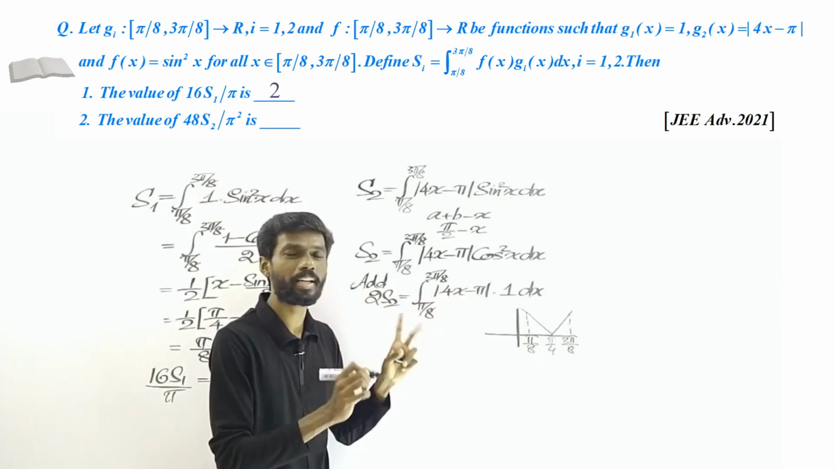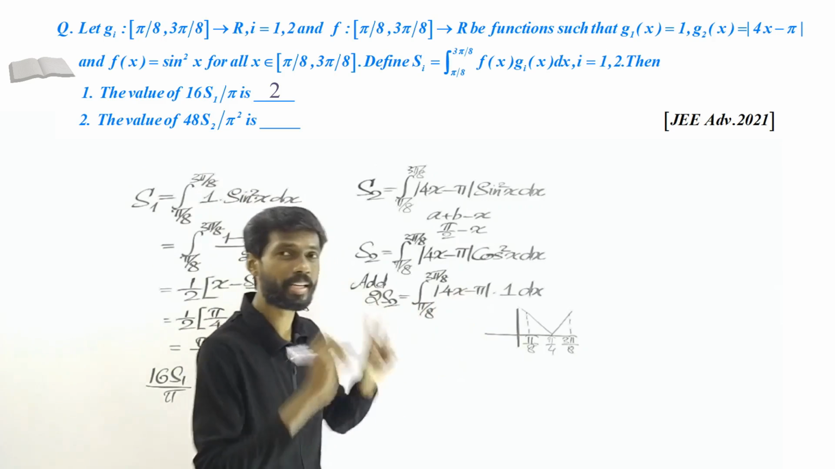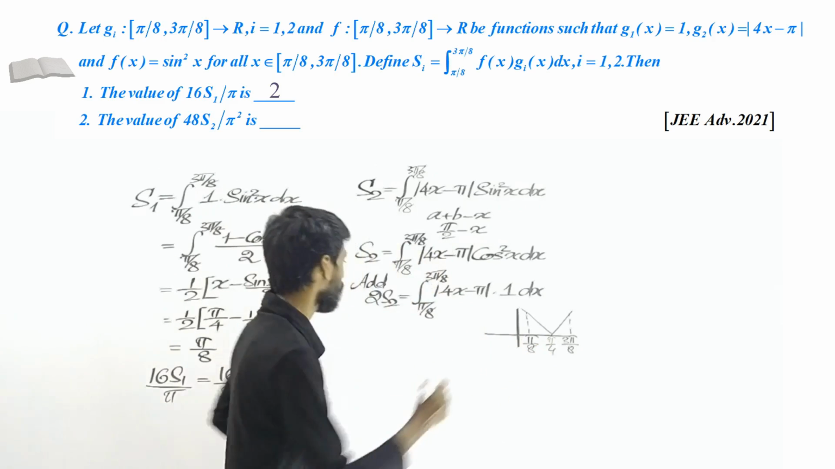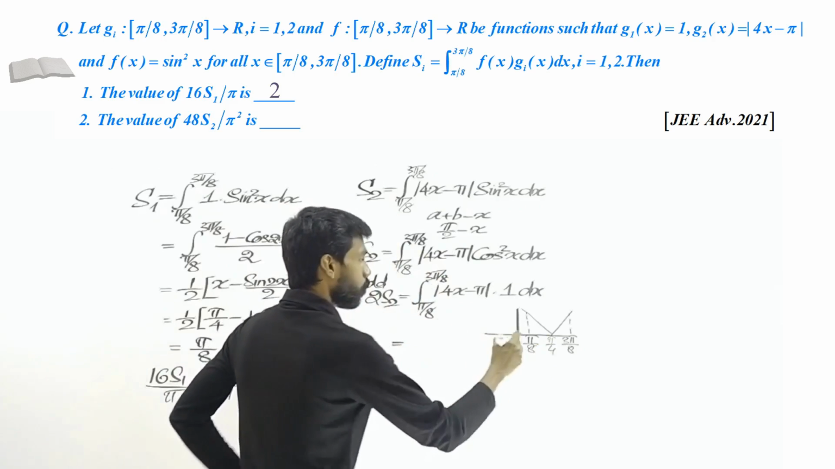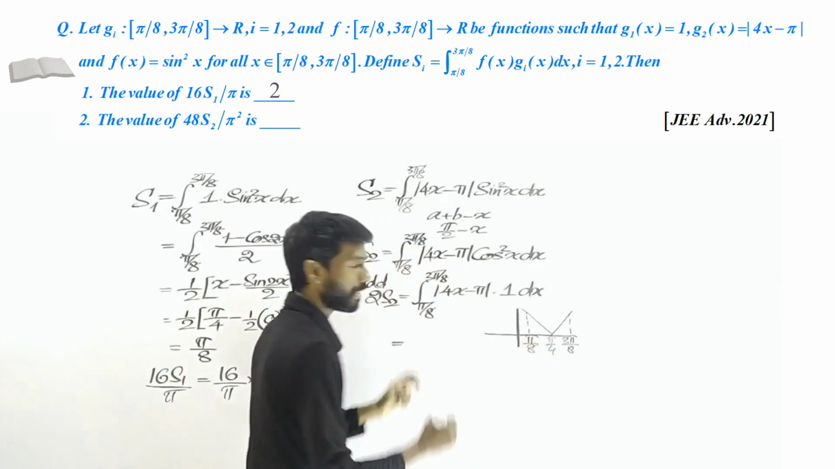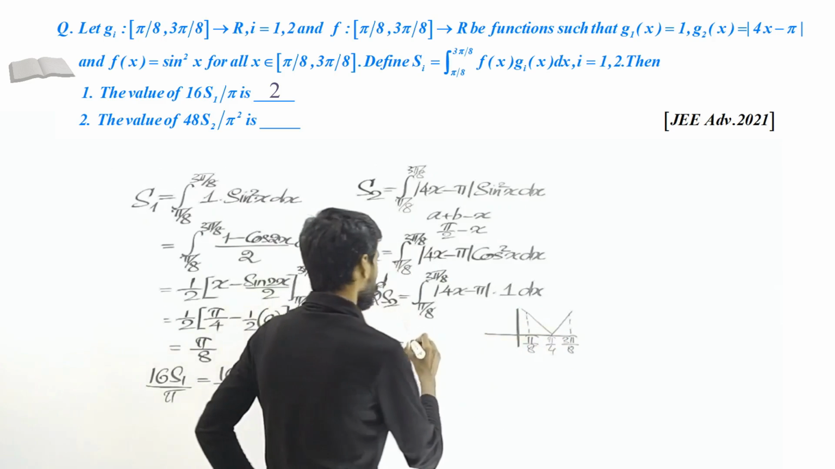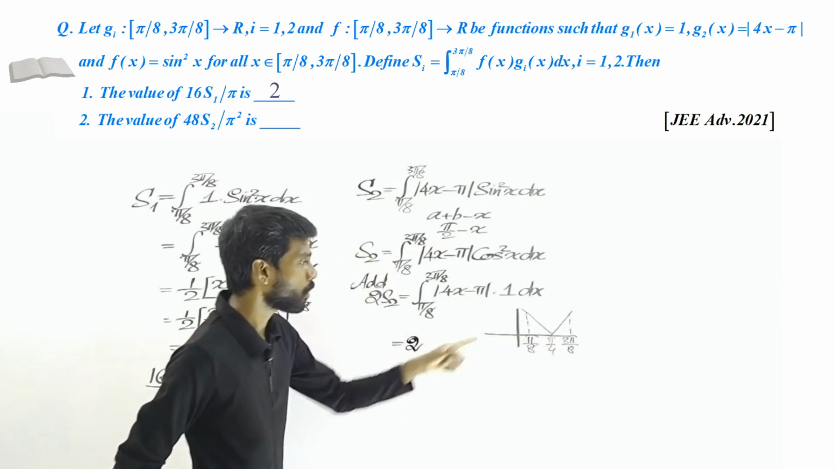We can split it into two integrals at the point pi by 4, and then we can directly integrate it, but I am making use of this area. So what is the area of this triangle? So half, right? Let's find the area. So that is 2 times the area, because these two triangles are the same, right? Same area. So we find the area of one triangle and multiply by 2. So this is 2 multiplied by the area of that triangle.